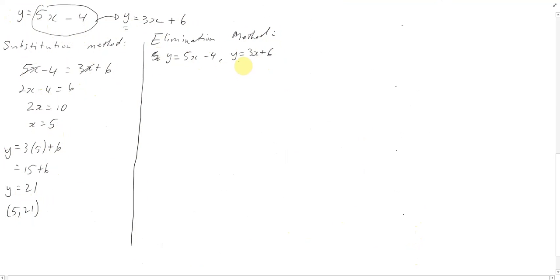So what I'm going to do first is I'm going to multiply this second one by minus 1. So as I write them down, that one's going to be by minus 1. So it's a minus y equals minus 3x minus 6. Now if we add those, the y's get eliminated. 5x minus 3x is 2x, and minus 4 minus 6 is minus 10. So rearranging this gives us 2x equals 10 by adding 10 to both sides, and then x equals 5, which is just like what we would have expected from our other one.